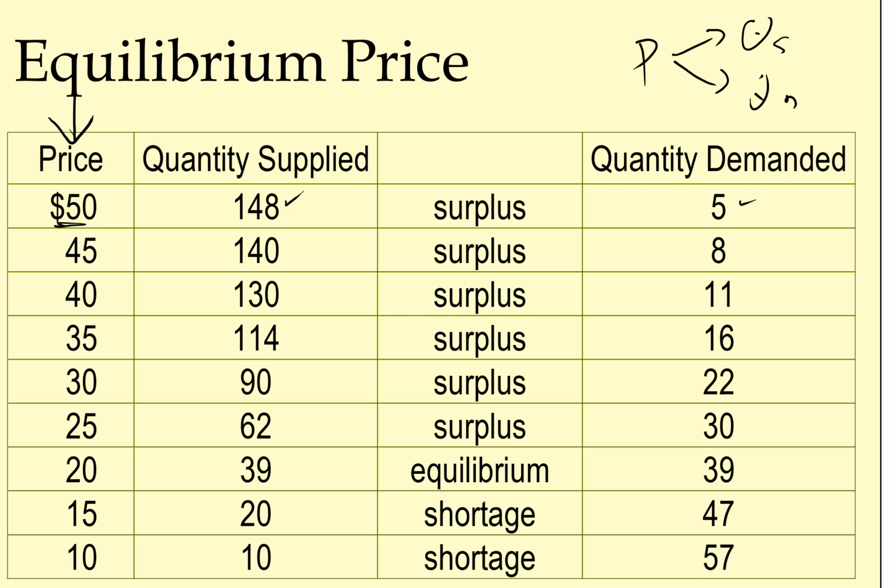In other words, suppliers are willing and able to supply 148 units at $50, but people are only willing and able to demand 5 units. So if you produce 148, but people demand only 5, you're going to have a surplus. Now, a surplus is a representation of allocative inefficiency. You're not producing what people want. You're producing too much.